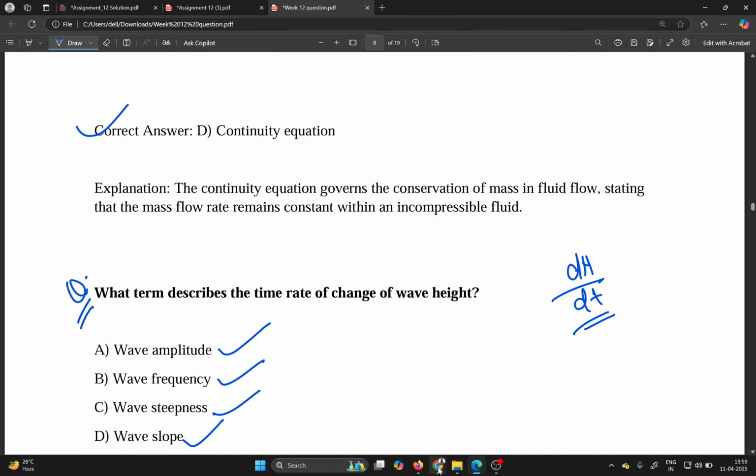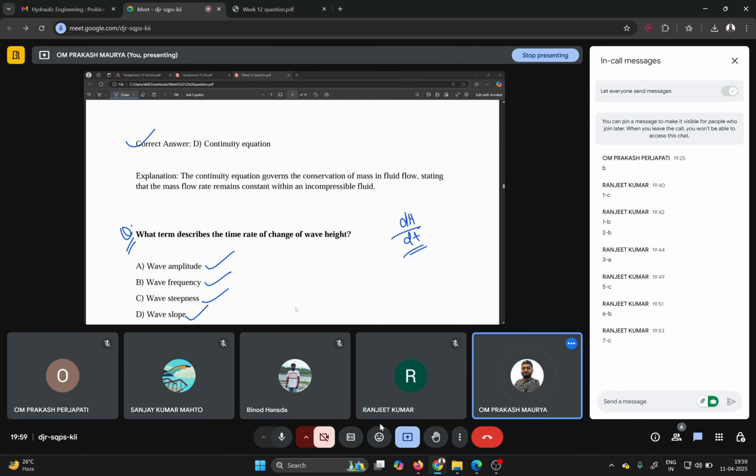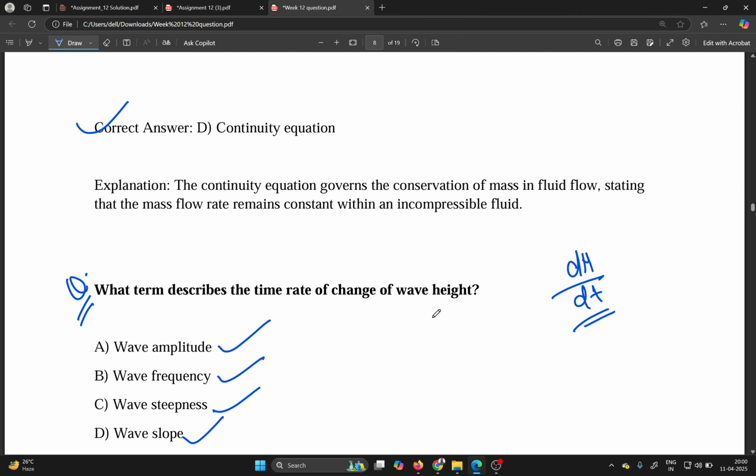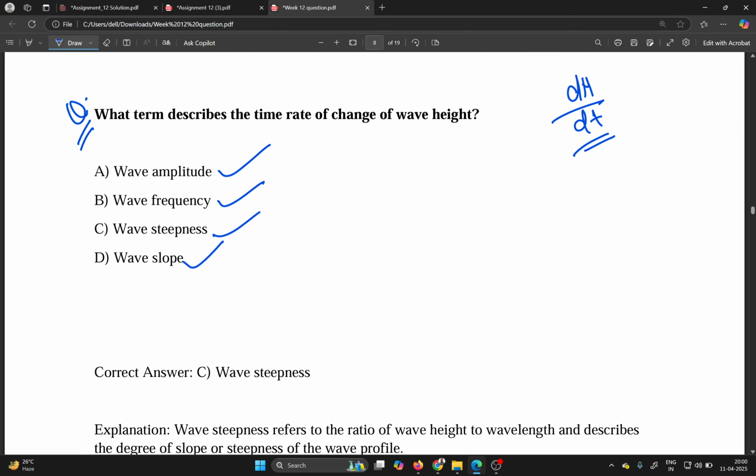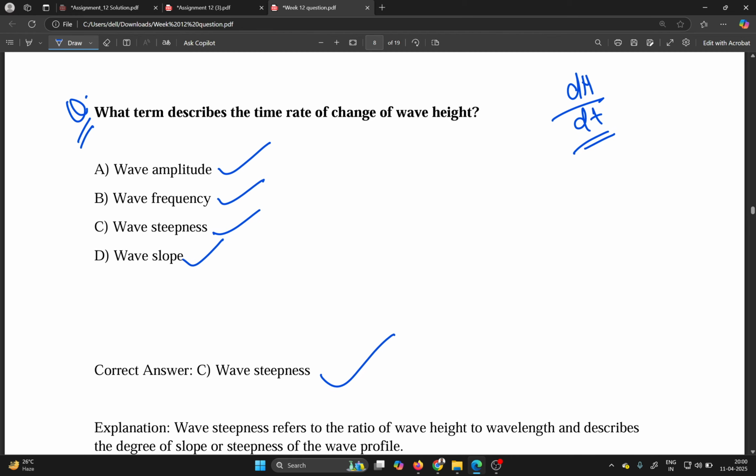Which option will be correct? Anyone can write within 1 minute. If anyone wants to write, please just write. B option you are telling, wave frequency. Okay. Wave steepness, remember please, always option C will be correct.